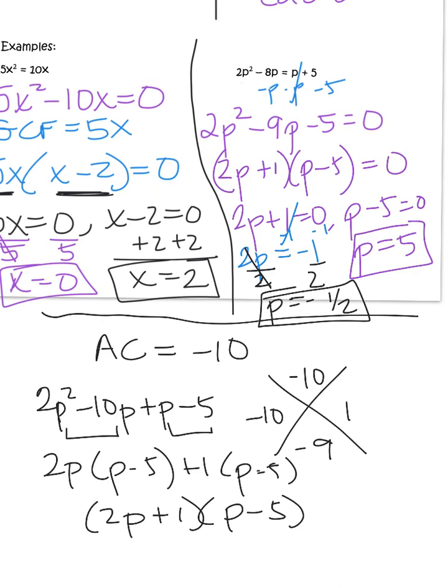If I were graphing the parabola right here, you know, the 2p squared minus 9p minus 5, this is where it would cross the x-axis. I'm getting my horizontal intercepts when I'm doing this.